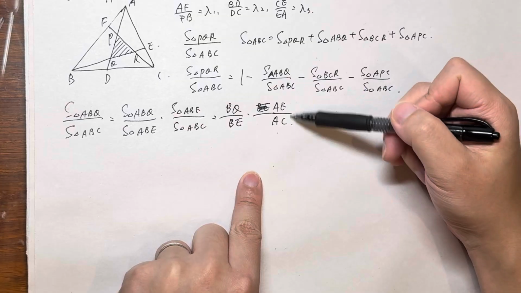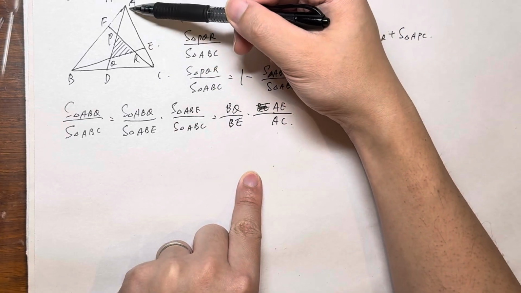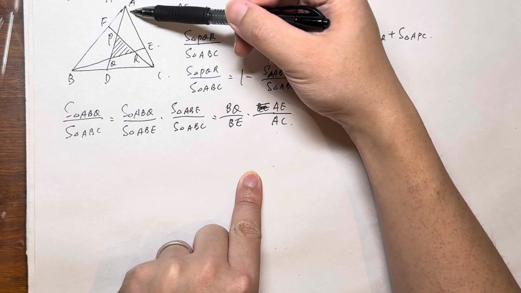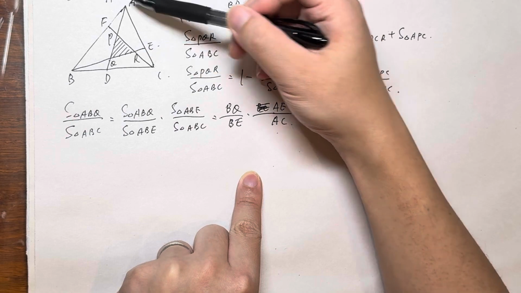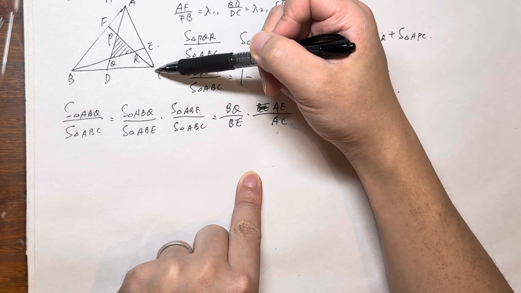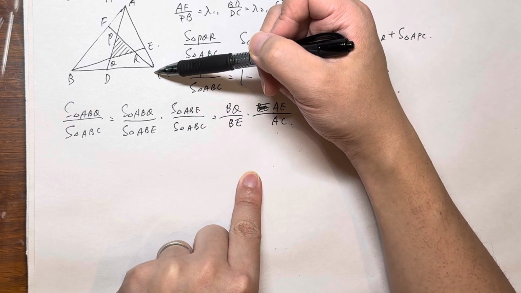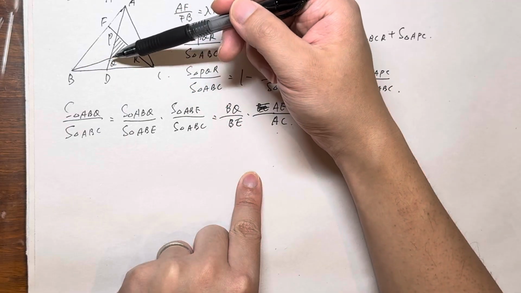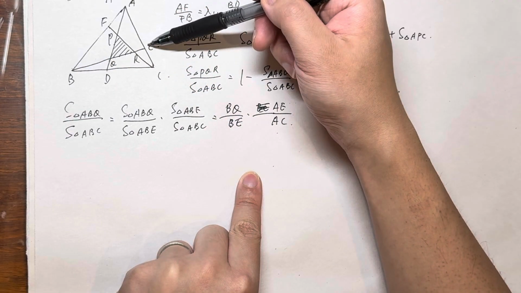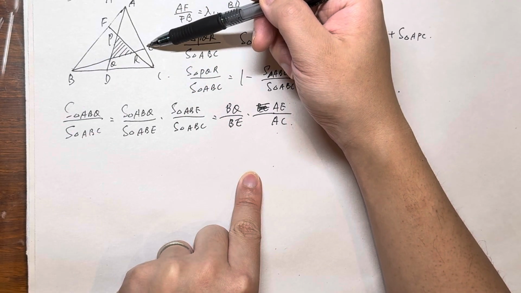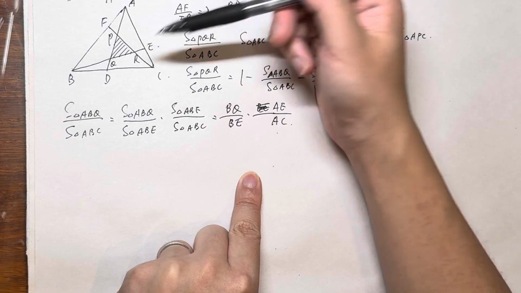Right, we already know CE to EA equals lambda 3. So we know AE to AC equals 1 divided by 1 plus lambda 3, right? But we don't know the ratio of PQ to QE. However, we can calculate it based on the Menelaus theorem.